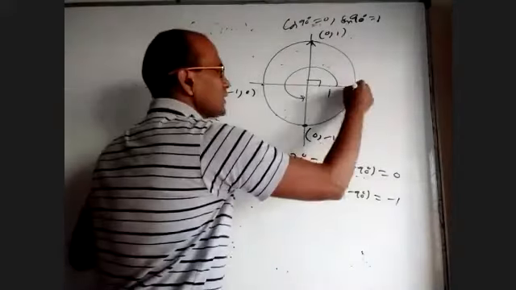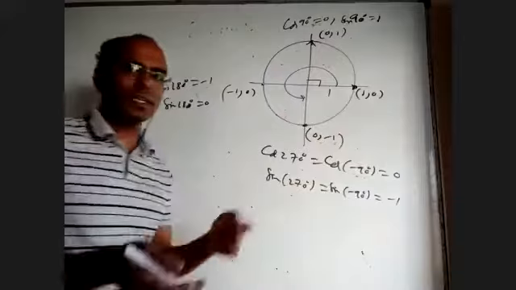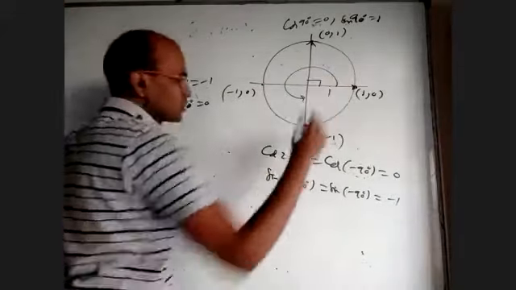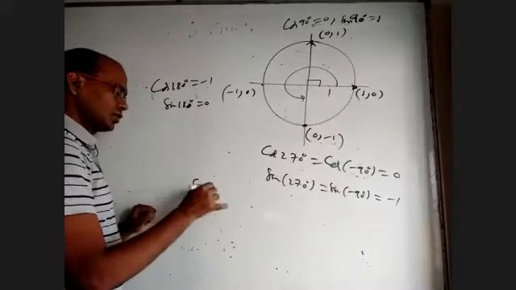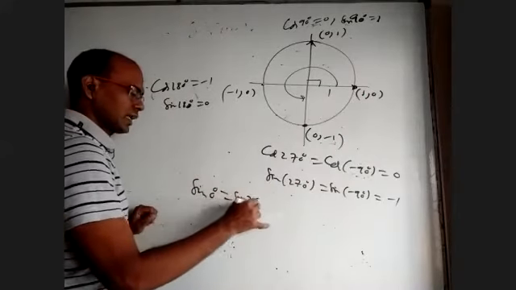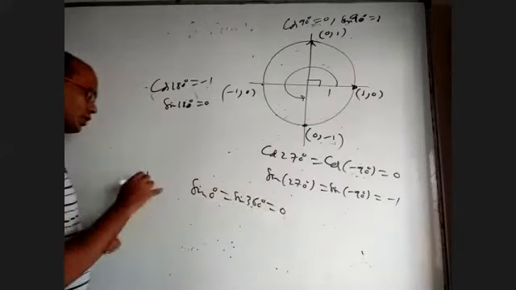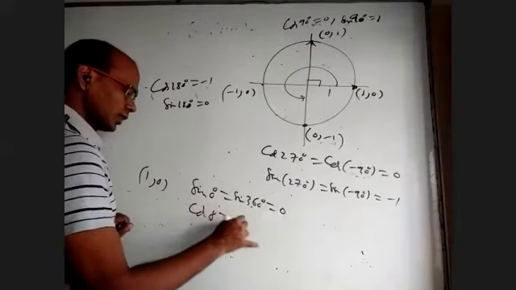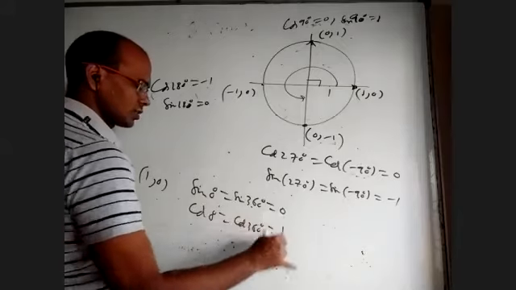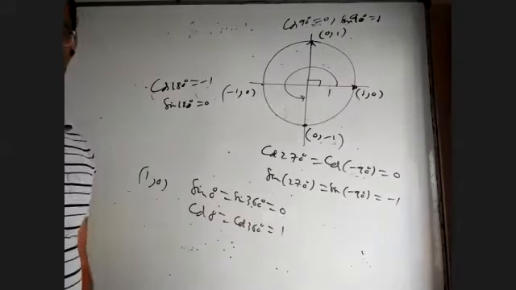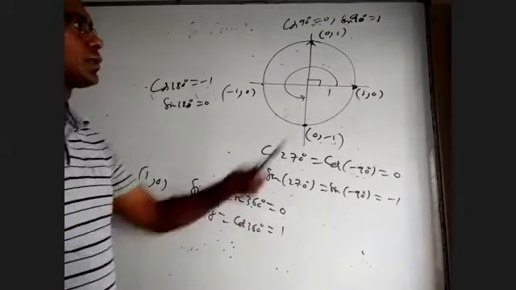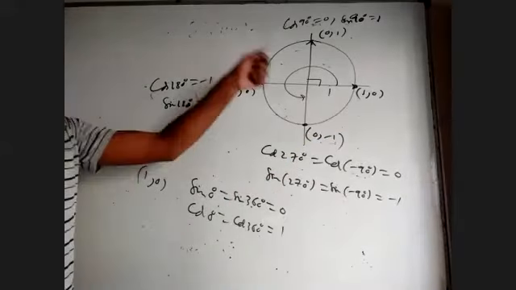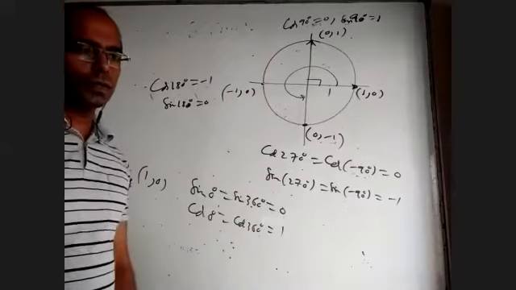And if you take this point itself, which is 1, 0, without turning any angle, you are right there. Okay, you got 1, 0, you turned only 0 degrees. So sine 0 degrees or sine 360 degrees, both are 0 based on that 1, 0. And cos 0 degrees or cos 360 degrees is 1.